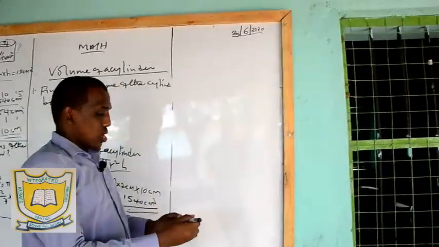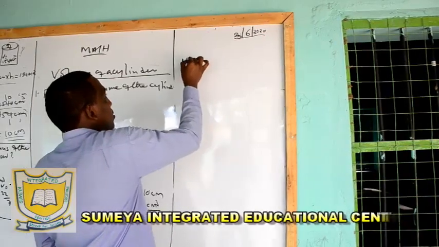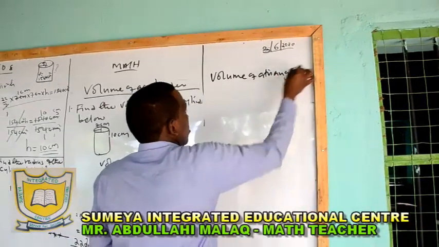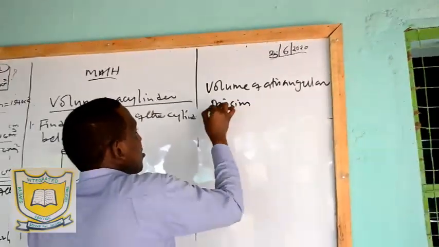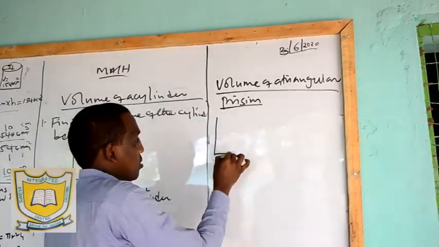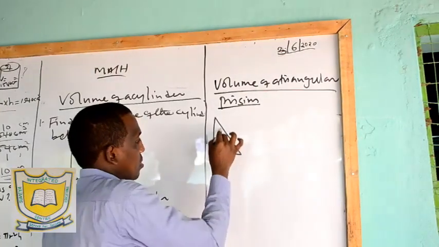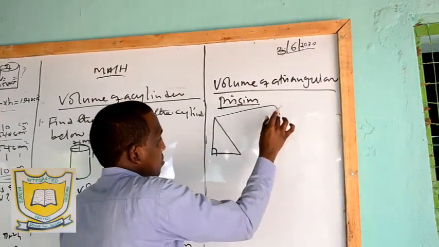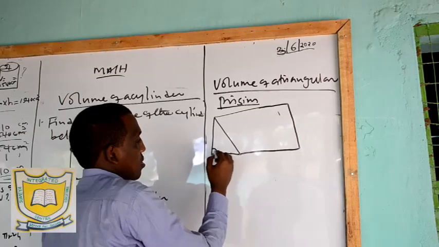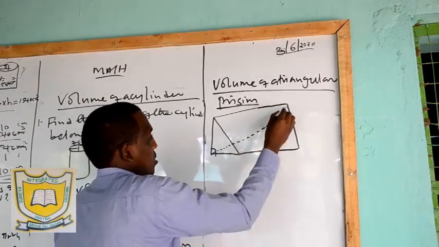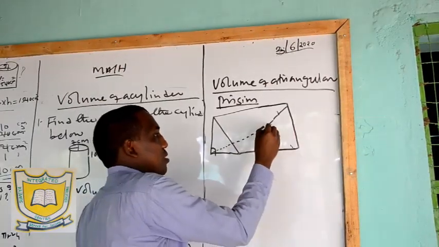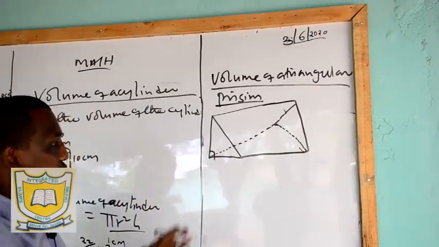So we go now to the prism, volume of a triangular prism. Let us find out the volume of this one.